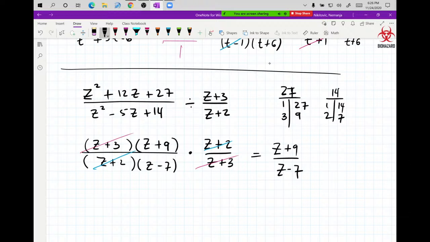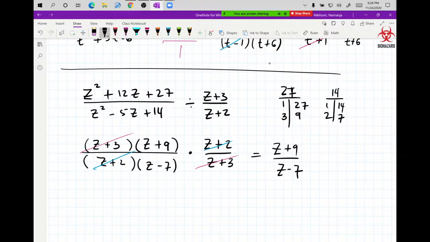Any questions, concerns regarding this section 7.2? No. They're all the same, guys. Your job is to factor, and when you factor, you cancel. And just the leftovers are the answer.